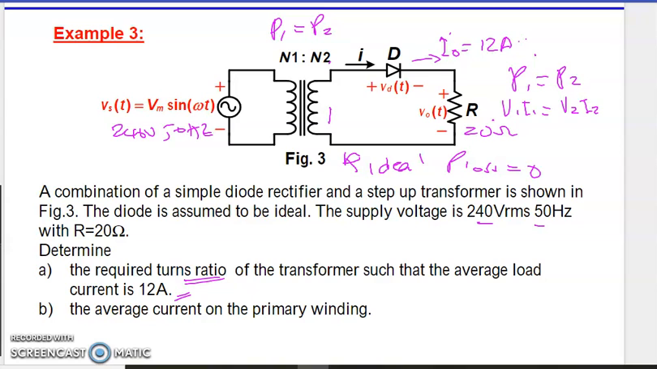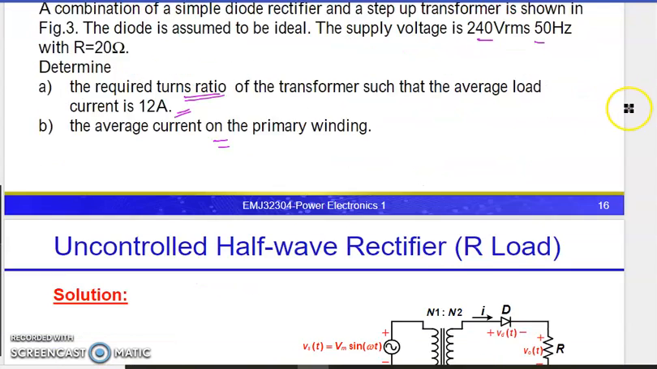So, N1 to N2 is how much? Okay, that's what we need to find. Then, what is the average current on the primary winding? So I1 is how much then? So we will draw again in the next part.